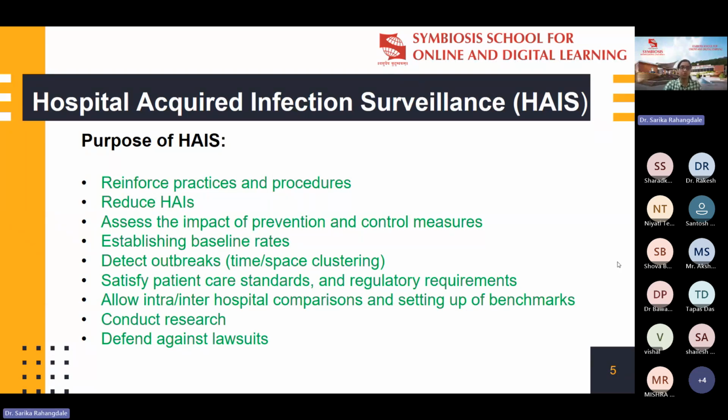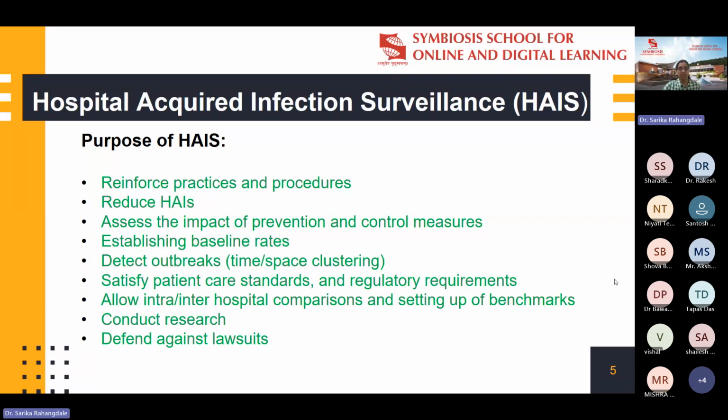So what is the purpose of doing hospital infection surveillance? It is usually to reinforce the practices and procedures, because it is an ongoing process. Every time the staff are trained in the practices and procedures to be performed in the hospital, with a view to reduce HAI, and to assess the impact of prevention and control measures, which will create a baseline rate. Every hospital calculates every month how many HAI patients were identified, how they were treated, and what measures were taken to minimize and rectify such events.